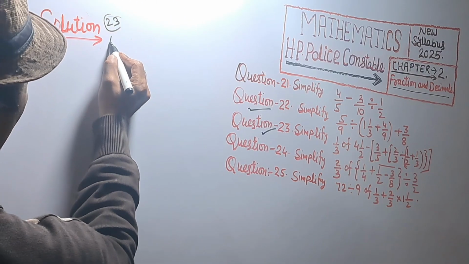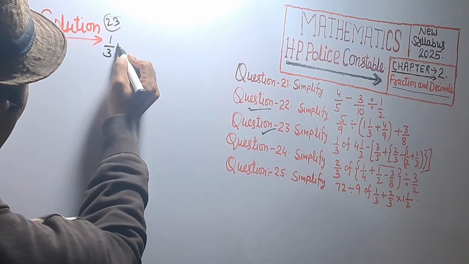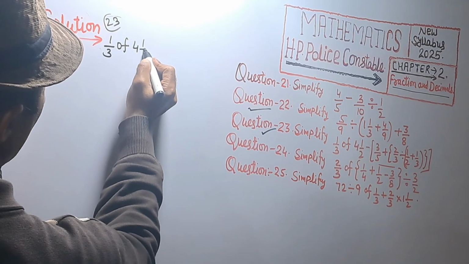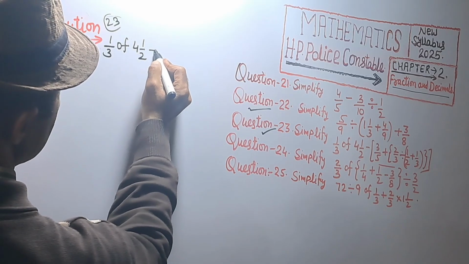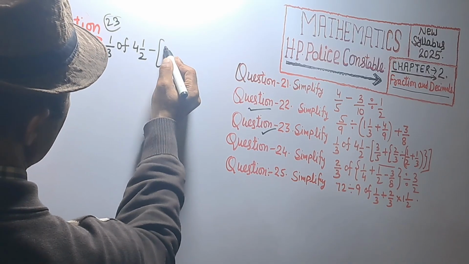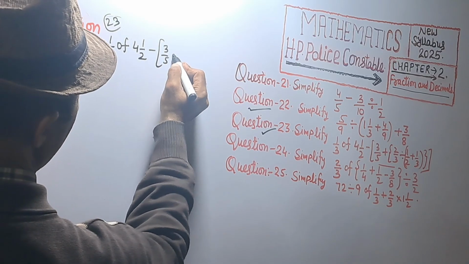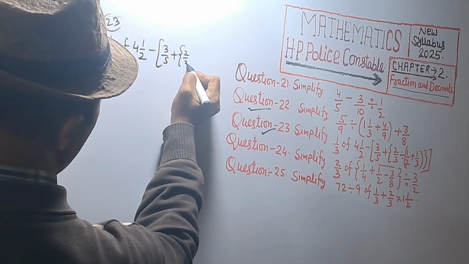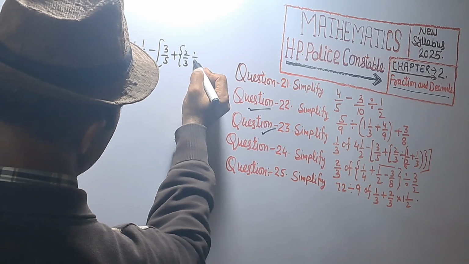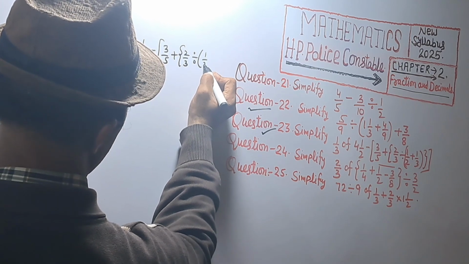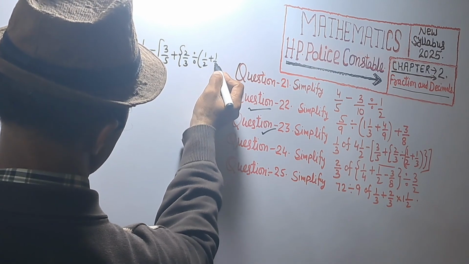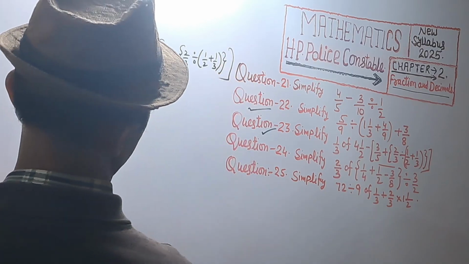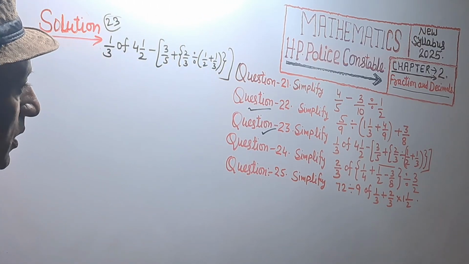Given question is 1/3 of {4 whole 1/2 minus [3/5 plus {2/3 divide (1/2 plus 1/3)}]}.